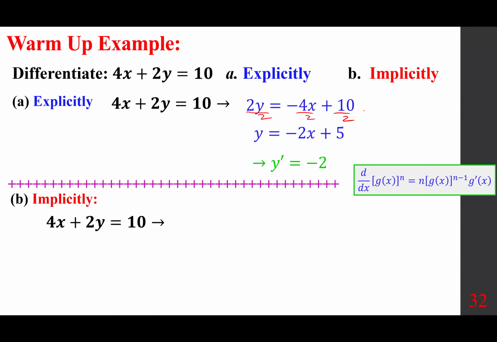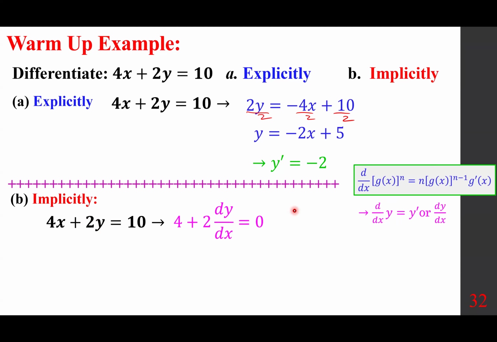We differentiate the way it's given, which means this one is 4, but what about y? The derivative of y is y prime or dy dx. Remember, y is like g of x, everybody. The derivative of g of x is g prime. So this gives you 2 dy dx or y prime, and 10 is a number, any number, the derivative is 0.